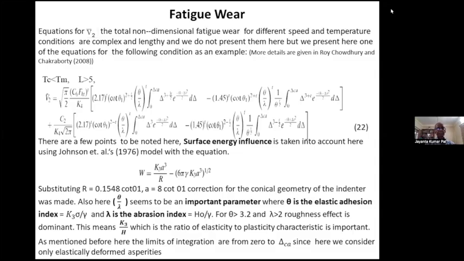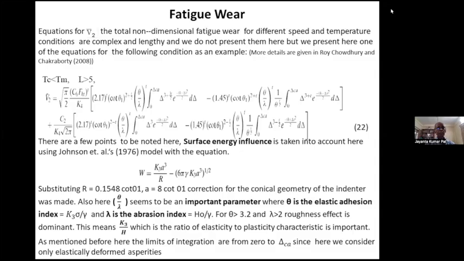But here, as we mentioned earlier, we are using conical asperities. And for correcting the equation for that, we replace capital R by 0.1548 cot theta 1 and small a is equal to 8 cot theta 1 for correcting for conical indenter.